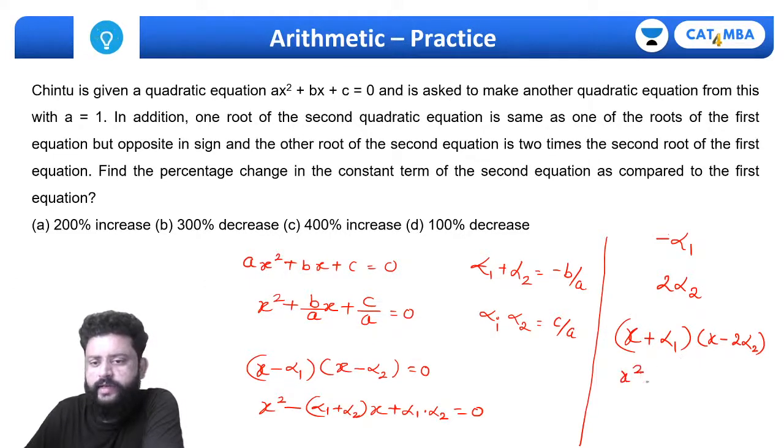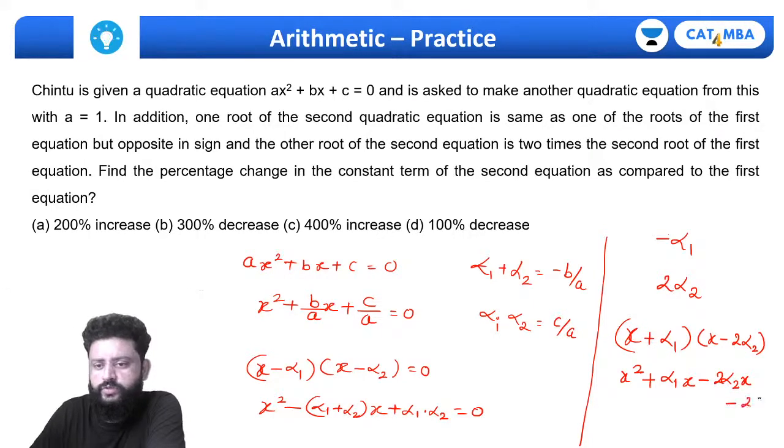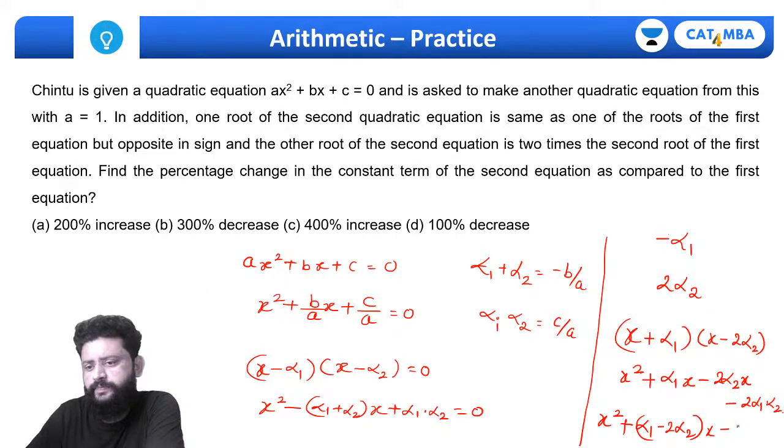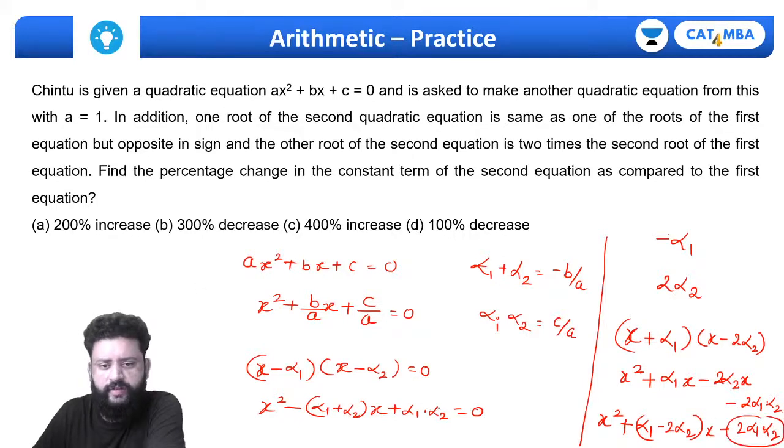Now this is x square plus alpha 1 x minus 2 alpha 2 x minus 2 alpha 1 into alpha 2. Which is x square plus alpha 1 minus 2 alpha 2 x. We have nothing to do with this, minus 2 alpha 1 into alpha 2. So this is the value of c.